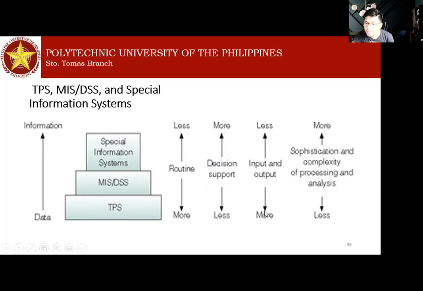In terms of decision support, mostly TPS kasi hindi natin siya masyadong ginagamit for decision support. Why? Because only data lang yung available doon sa system na yon. However, it will be transferred to information na magagamit natin siya more in terms of decision support. In terms of input and output, sinabi ko nga kanina, si TPS kasi yung nagiging gateway in terms of the exit and the entrance of our data. So mostly of our input and output ay nangyayari kay transaction processing system. But in terms of sophistication and complexity of processing and analysis, hindi natin masyado nagagamit si transaction processing system in terms of analysis. So doon pa rin tayo, doon sa mga special information system, sa mga decision support system.